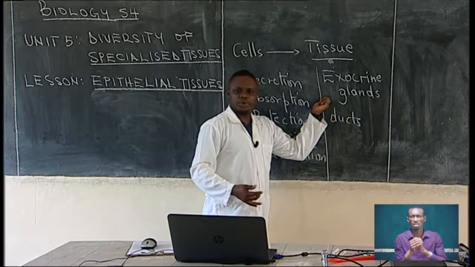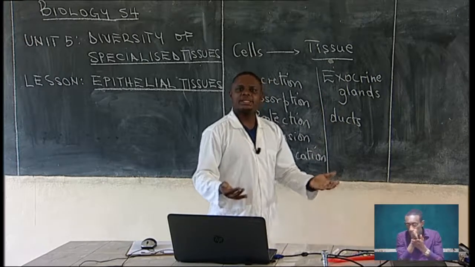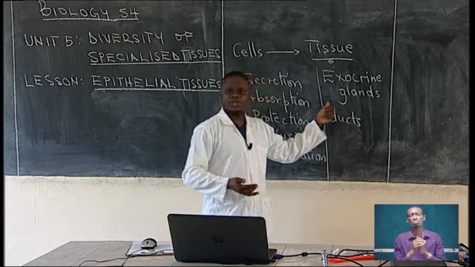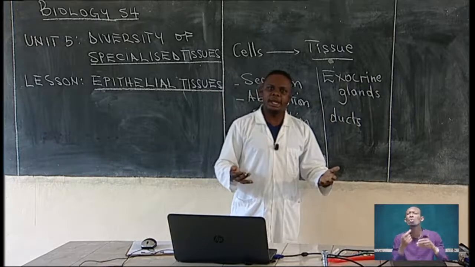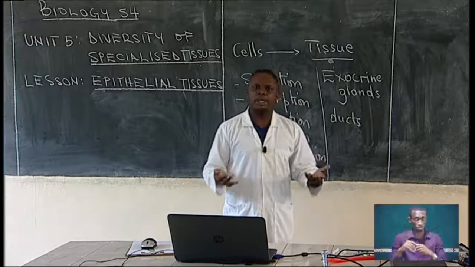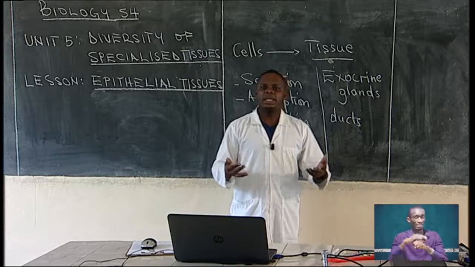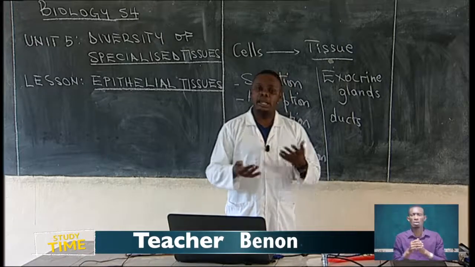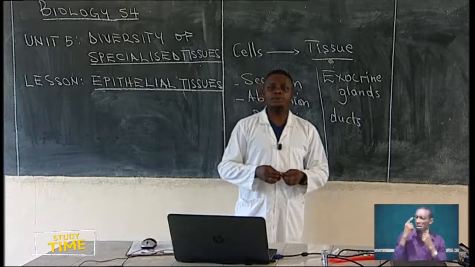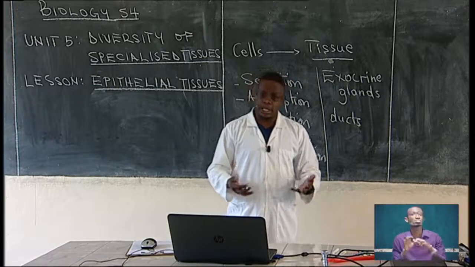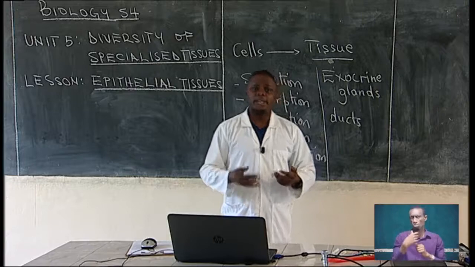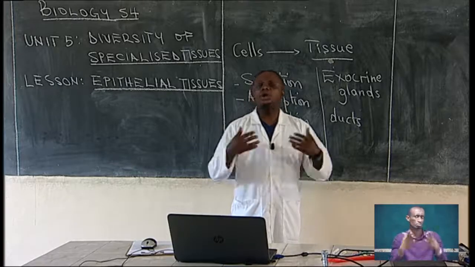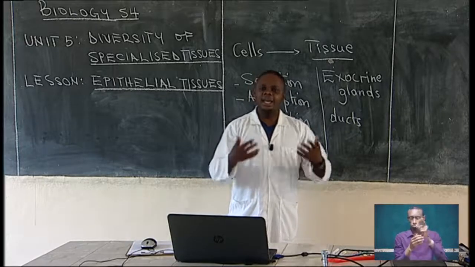When we talk about exocrine glands, we can give examples. Let us say salivary gland, the one which produces saliva. That one is exocrine gland. Let us talk about sweat gland, which produces sweat when we are working. That is exocrine gland. Let us talk about tear gland or lacrimal gland, which produces tears. That is another exocrine gland. Let us talk about sebaceous gland, which produces sebum, which is very important in our skin. It's another important exocrine gland. Let us talk about prostate gland. That is another exocrine gland.